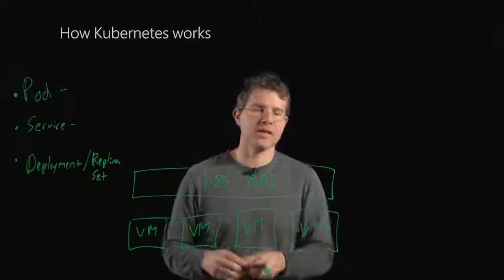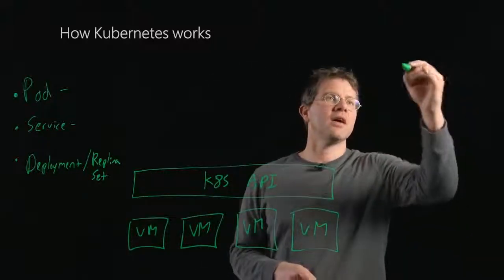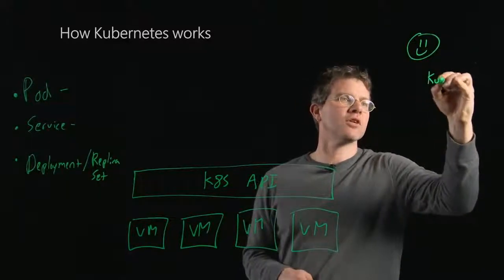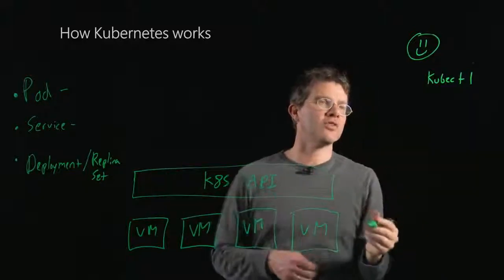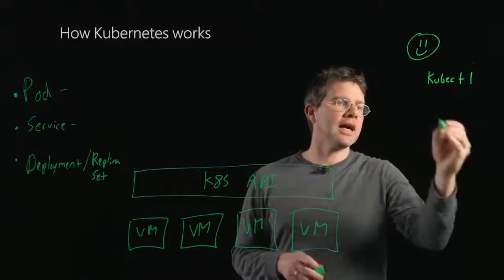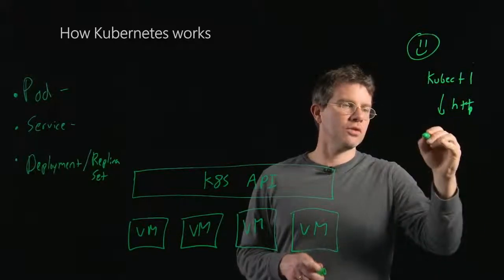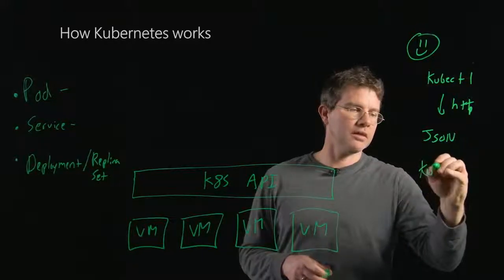So this API that is presented is a JSON-based API. If you have a user who's interacting with Kubernetes, they use the kubectl command line tool, generally, although other tools have been written to interact with the API. That makes an HTTP call with JSON to the Kubernetes API server.